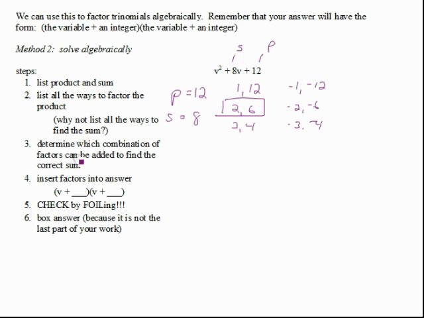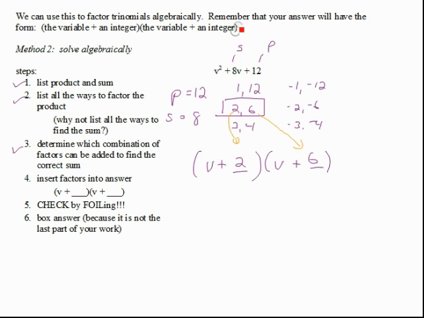And then what I do, now I've listed my product and sum, I listed all the ways, I figured out which combination of factors can be added to find the correct sum, which is 8. And then I insert the factors into my answer. So my answer is going to go v plus something times v plus something, and it's going to be 2 and 6. How easy was that? The 2 goes here, and the 6 goes here, and of course it doesn't matter whether I go 2 and 6 or 6 and 2, I get the same answer.